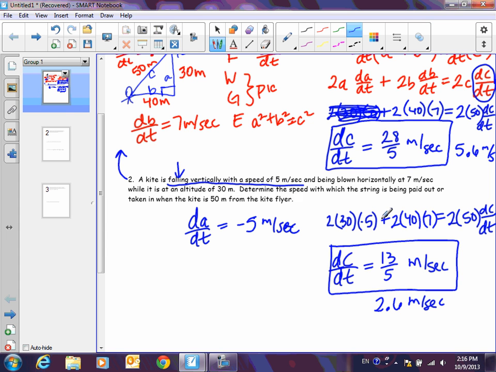You can even use the equation c squared equals a squared plus b squared. If a is decreasing, c is also decreasing. Exactly. If one of the sides is decreasing, c is decreasing, and vice versa. Now, if the two sides, one's increasing, one's decreasing, it's not as obvious. But we don't typically have those problems, so that's good.